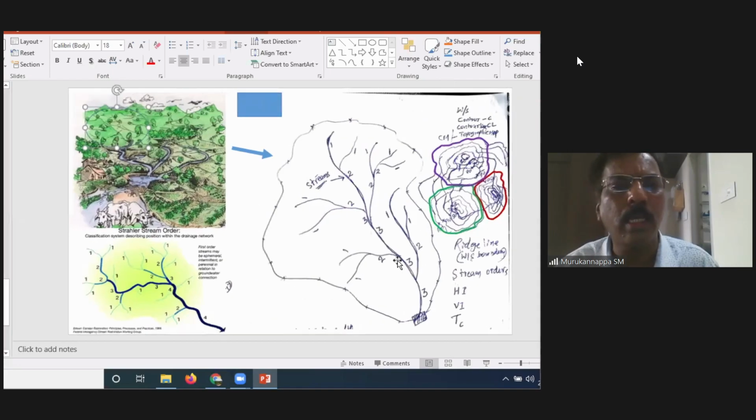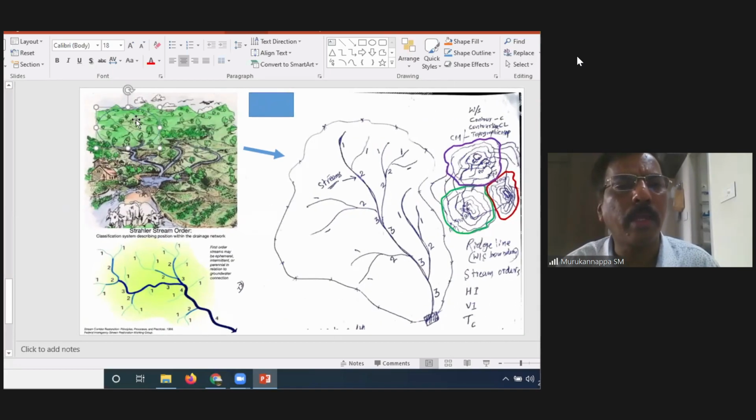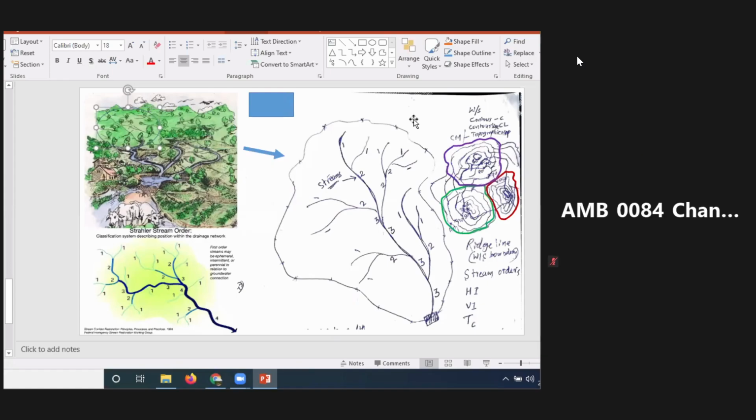Okay, is it clear? Like this, if you are marking this, you have to make the mark and map with the different land use systems. Okay, is it clear, all of you? Yes, sir.